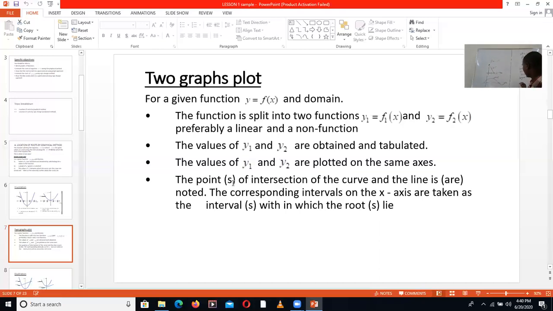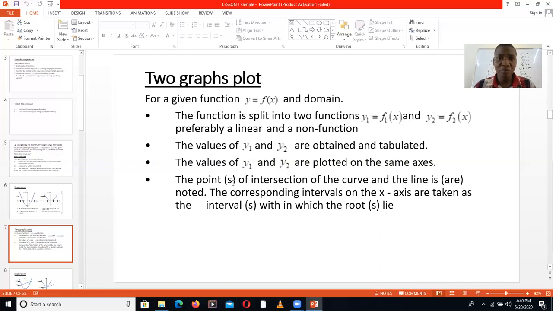Functions of the form x plus 1, x plus 2, x plus 3 are all straight line functions. Functions with variables which have a power of 1 will give rise to straight lines. We do it like that because straight lines are easy to plot.